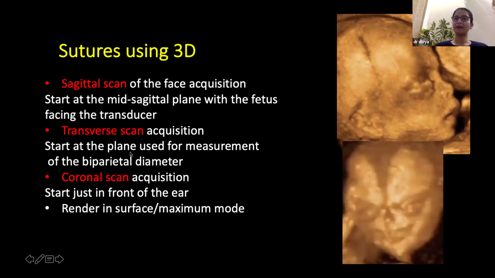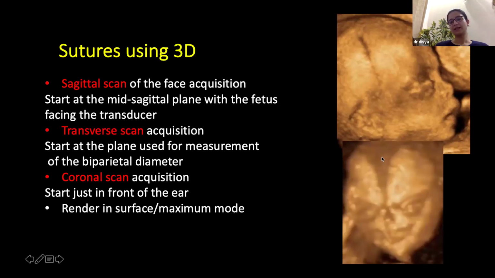And in the transverse plane, when the probe is at the level of the biparietal diameter, you can do an acquisition. Coronal acquisition is not mandatory, but if you want, it can be done by placing the probe at the level anterior to the ear. The rendering mode that we typically use to see the sutures is the surface or the maximum mode.